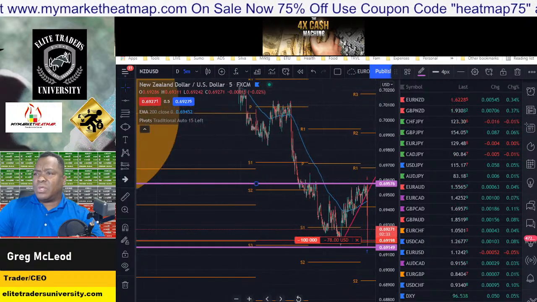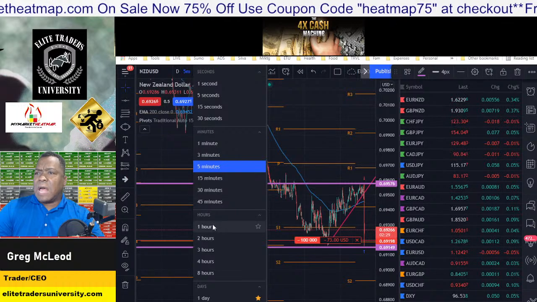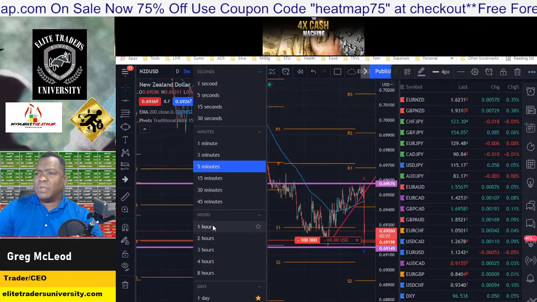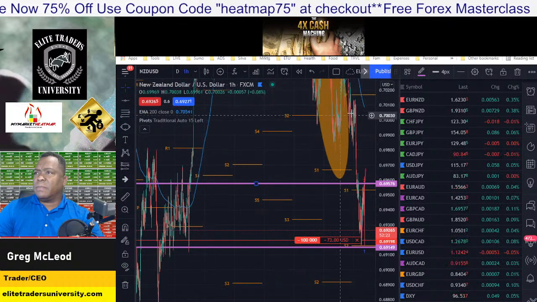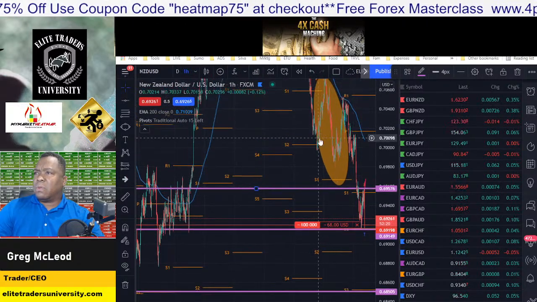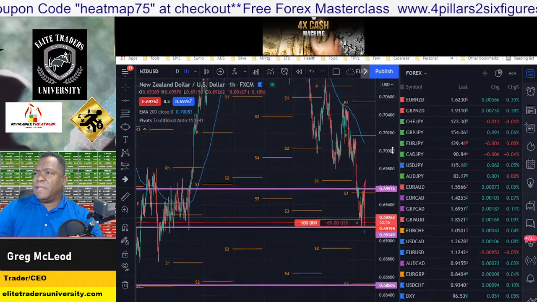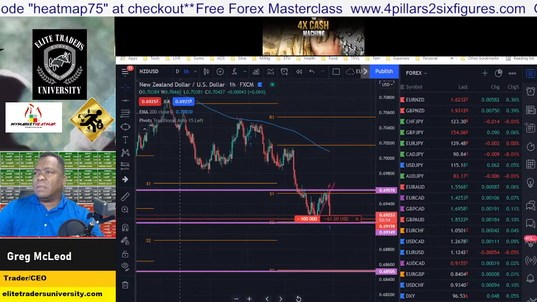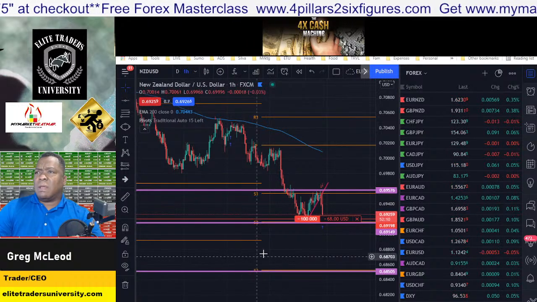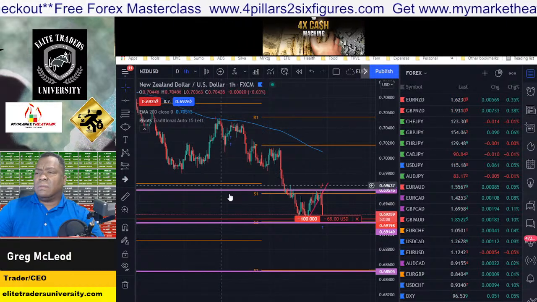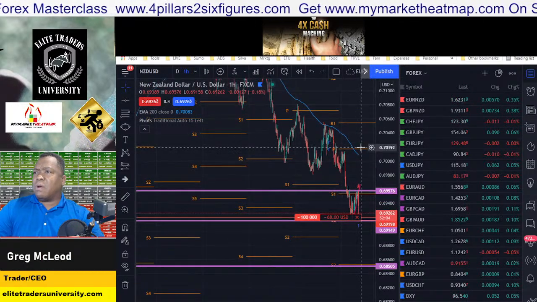This is a 5-minute chart. We're going to go up. The dollar has been extremely strong. So let's go out to like a 1-hour chart. And I'm going to move this ellipse. Right, and that's where we took our first short. And then we took another one. And these are our pivot points.